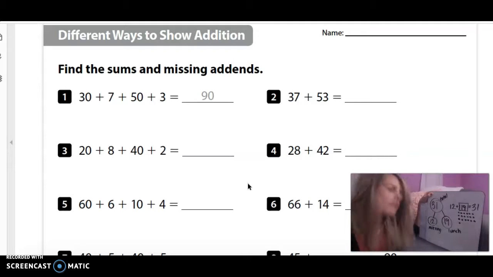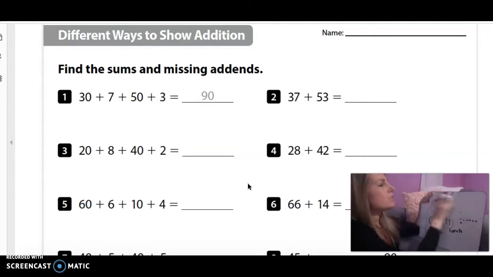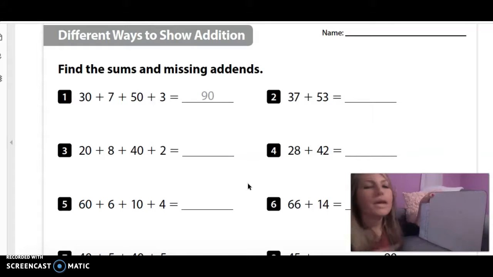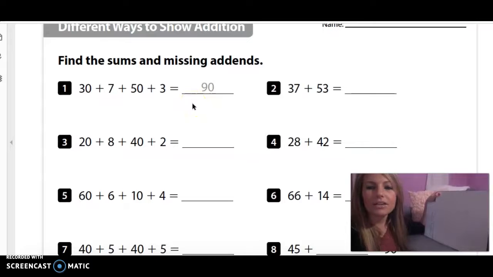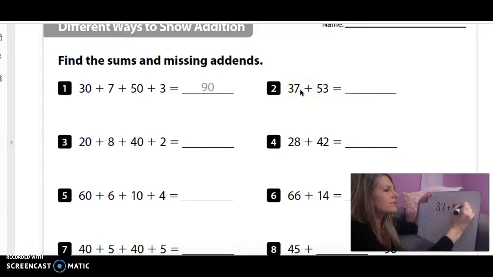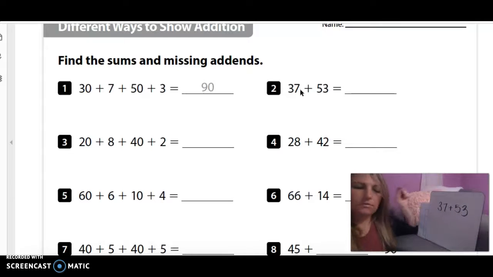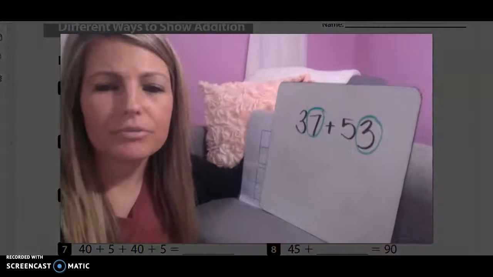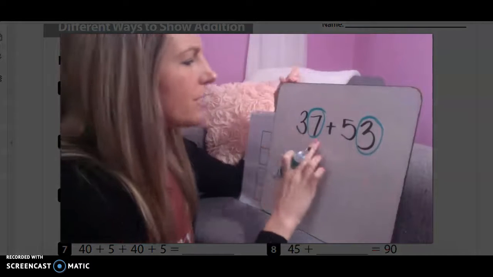All right, last thing we'll be working on today is page number 11 of your packet. I'm going to skip the first one because it looks like it was done for you. I am going to go to number 2. I'm writing number 2 on my board, 37 plus 53. Now, one way that I can solve this for number 2 is I can start with my ones.